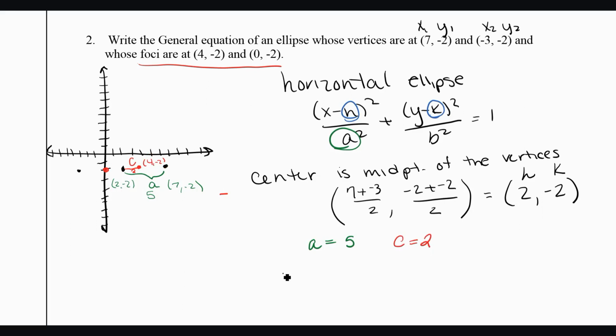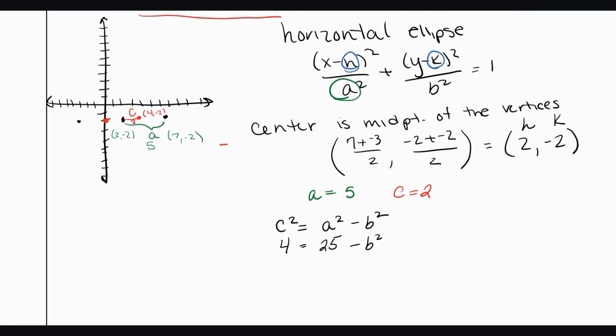So we still have the formula c squared equals a squared minus b squared. So we'd have 4 equals 25 minus b squared. So if we subtracted 25 from both sides, we'd have -21 equals -b squared. We can multiply both sides by -1, so 21 equals b squared. So b is going to be the square root of 21.